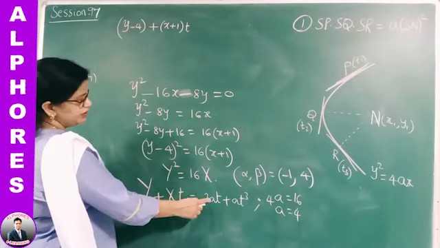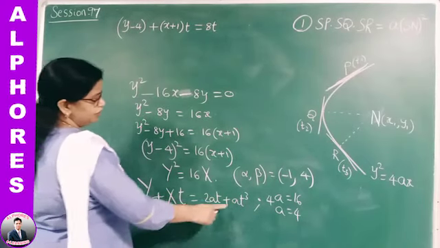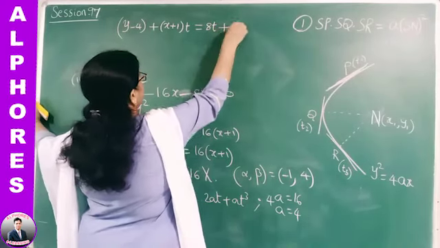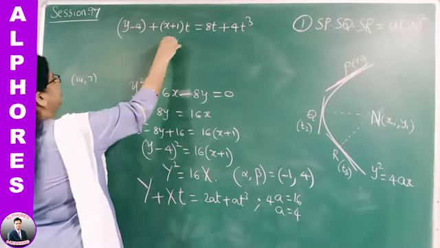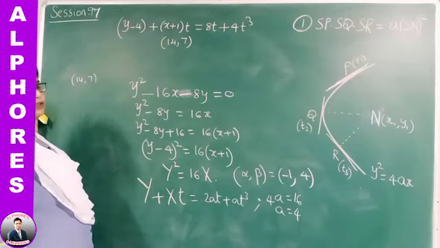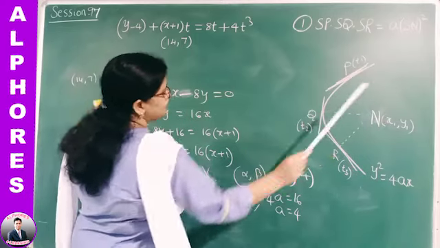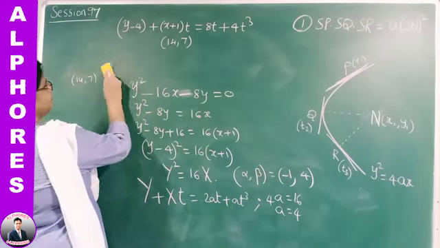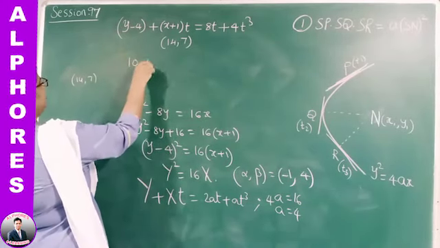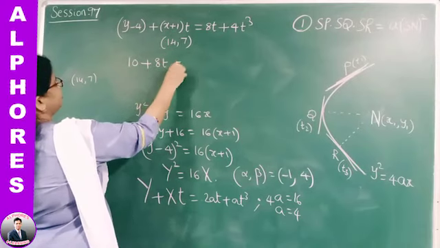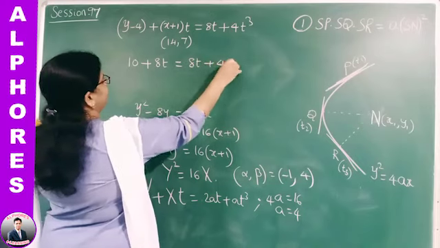So here this is 8t, equal to 8t plus at cube, that is 4t cube. So this is the value we got. And now this normal is passing through which point here? 14 comma 7. They said the three normals are passing through the point 14 comma 7. So that point now we are substituting. So 14 minus 4, it is 10, and next value 7 plus 1, 8t, and this side you got 8t plus 4t cube. Got it all of you?